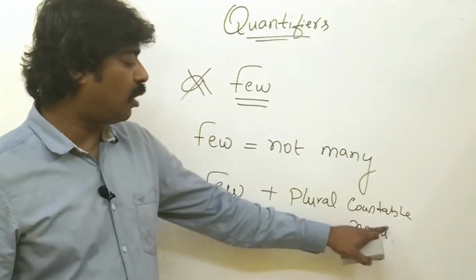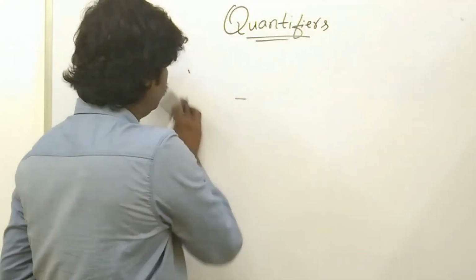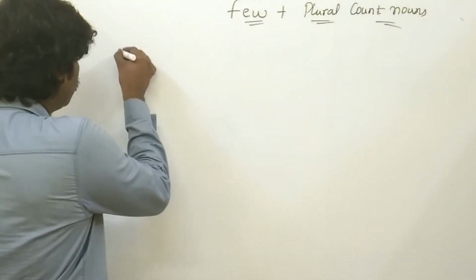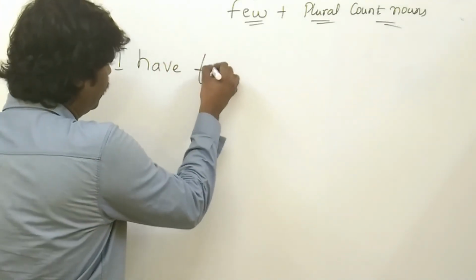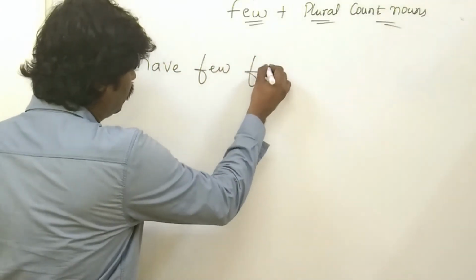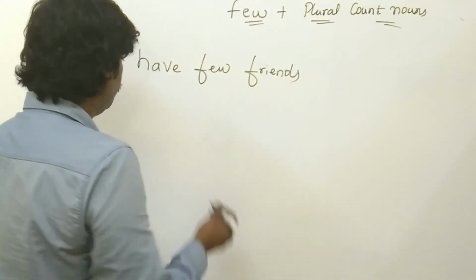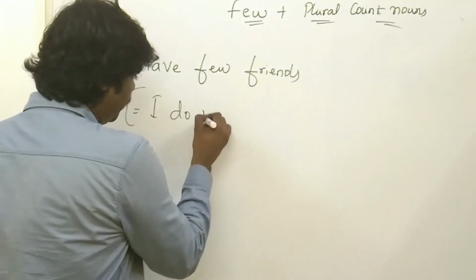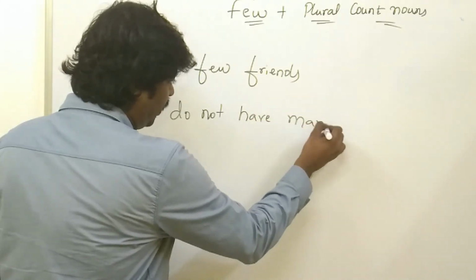Few plus plural countable noun. I have few friends, which means I do not have many friends.